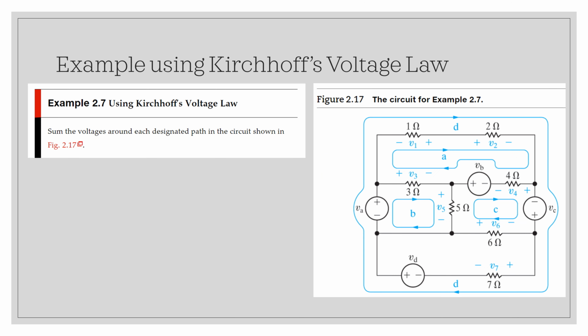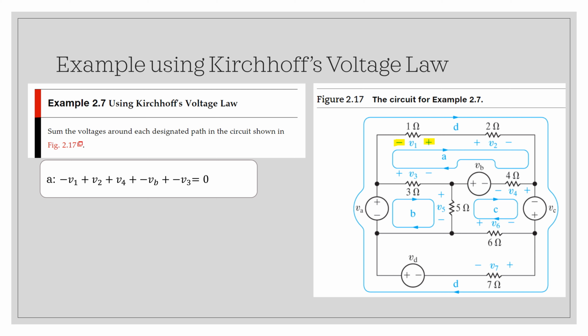Let's do another example. Sum the voltages around each designated path in the circuit shown. So in path A, our current is in the clockwise direction on all of these paths. So path A, we start at V sub 1. We're entering at the negative terminal and exiting at the positive, so it's a minus V sub 1.